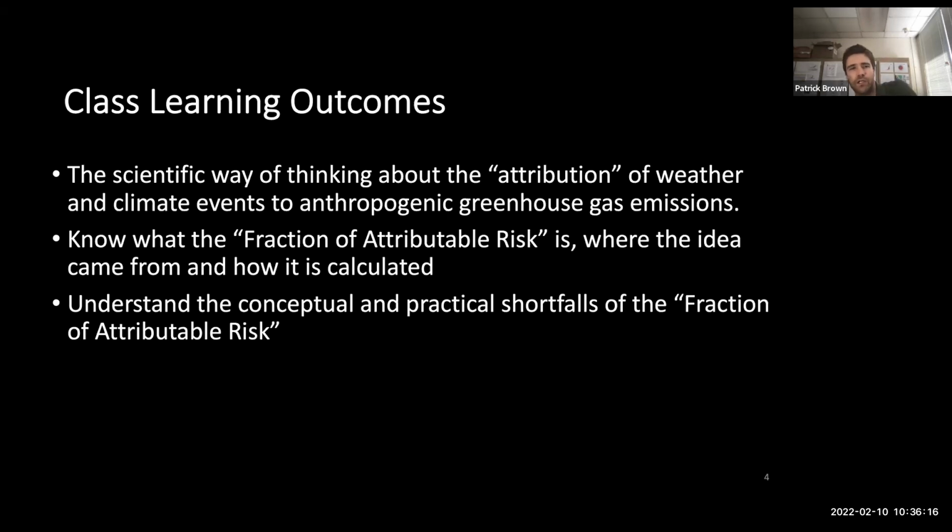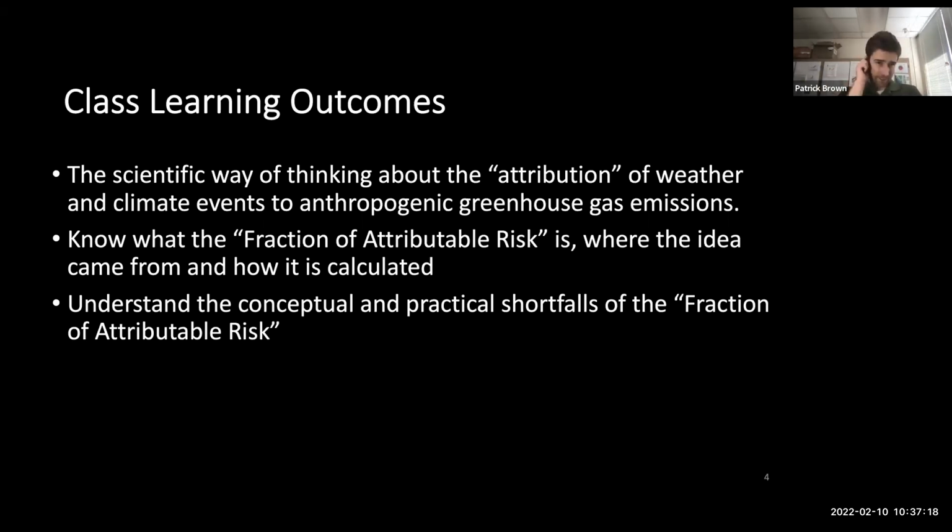So the class learning outcomes today all center around this one concept, our vocabulary word today: fraction of attributable risk. I've broken it down this way. You're going to want to understand the scientific way of thinking about the attribution of weather and climate events to human causes, to anthropogenic greenhouse gas emissions. Know what this fraction of attributable risk is, where the idea came from and how it's calculated. And then understand the conceptual and practical shortfalls of it. I'm going to talk about some of the problems with it and why it can be difficult to calculate for certain weather events that we see.